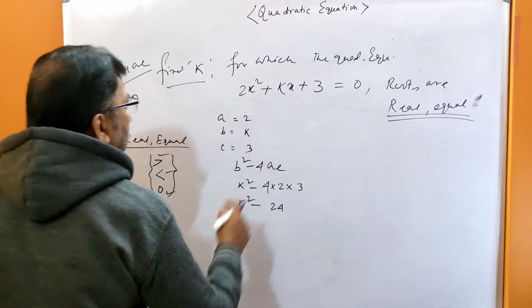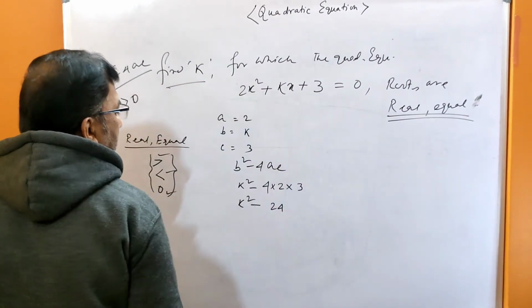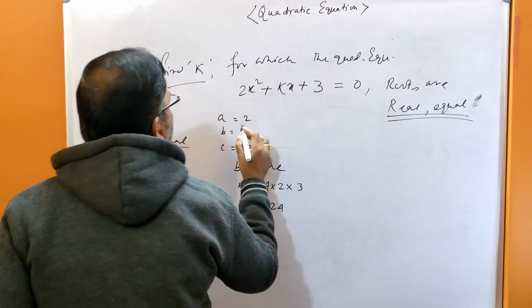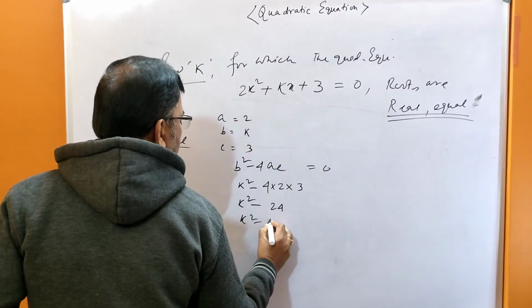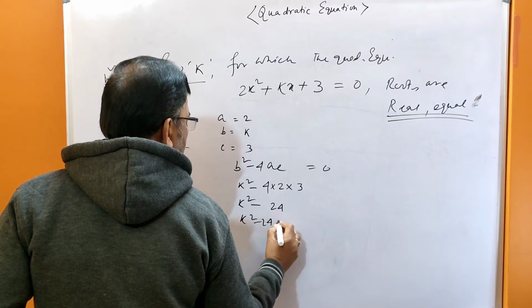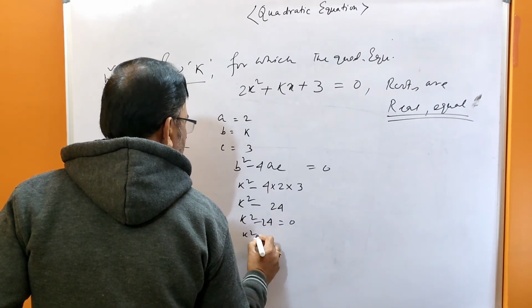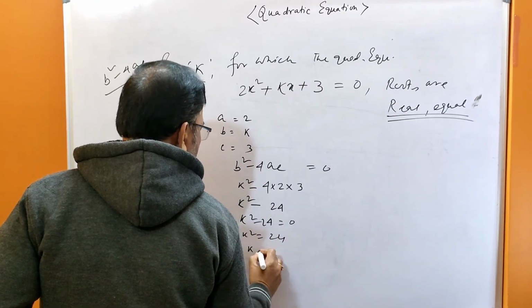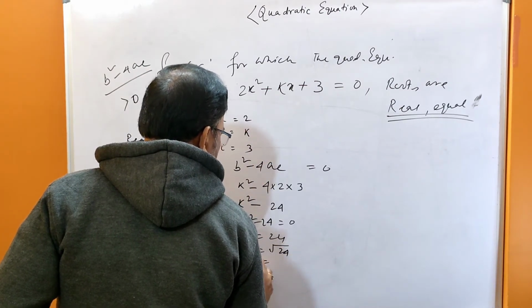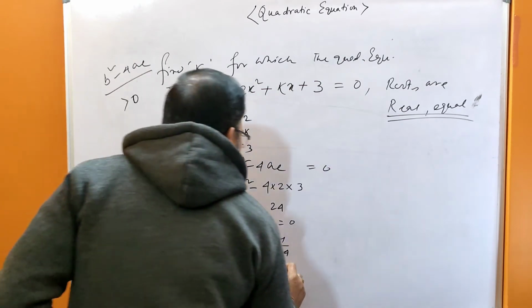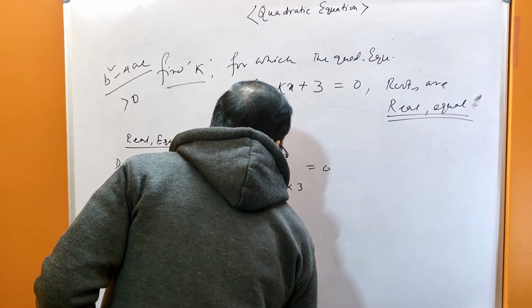Yeah, 4ac. That means b square minus 4ac is equal to 0. The k square minus 24 equals to 0. K square equals to 24. K equals to root 24. That means 6 root 2.